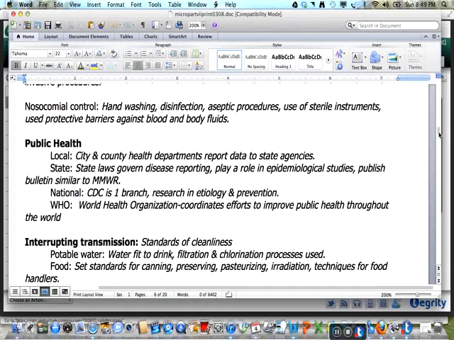There are branches of public health organizations from worldwide down to local communities. Local public health is primarily run by the city and county health departments, who report their data to state agencies. At the state level, reporting is governed by state law. States will play a role in epidemiological studies and publish a bulletin similar to the MMWR. The CDC is one national branch. They conduct research in etiology and prevention. The WHO, or World Health Organization, coordinates efforts to improve public health throughout the world.